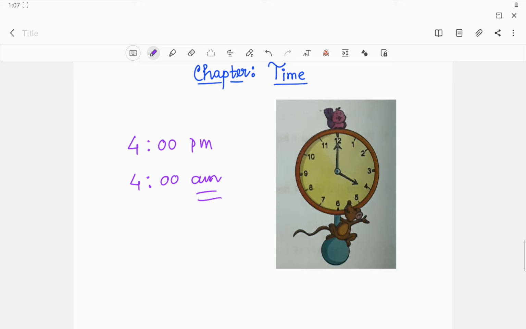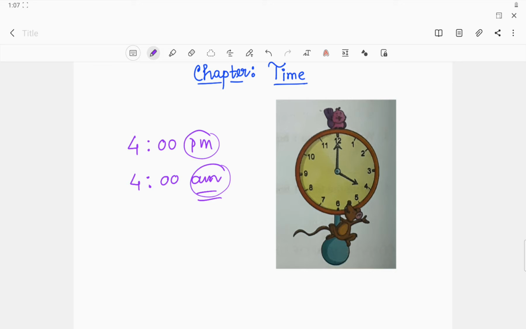So to differentiate between the same time, we use the 12 hour clock, that is, we use PM and AM. PM means post meridian, AM means ante meridian. Okay. So for the 12 hour clock, we use AM and PM.